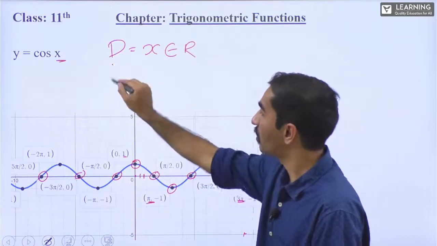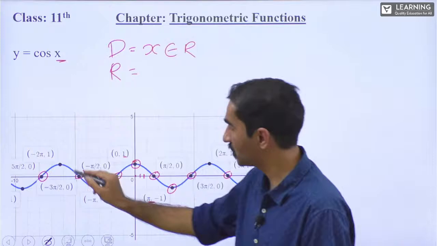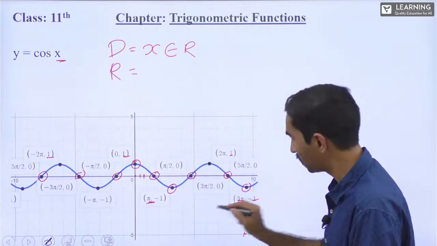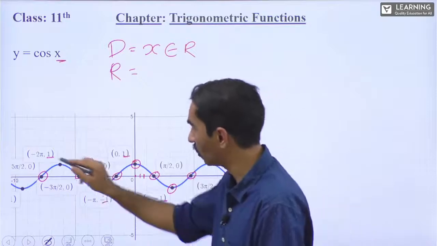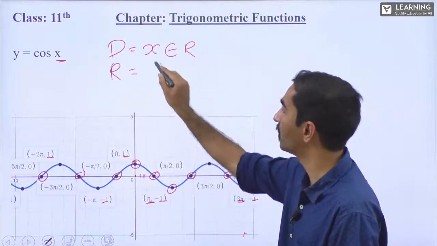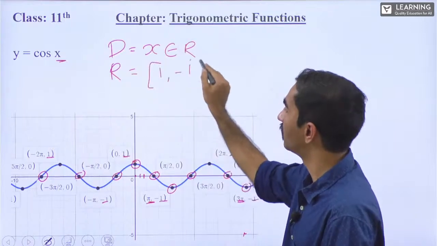What would be the range of cos, students? Range, you see this, plus 1, plus 1, plus 1, minus 1, minus 1, minus 1. Not going above plus 1, not going below minus 1. Therefore, range will be equal to how much? Plus 1 to minus 1.